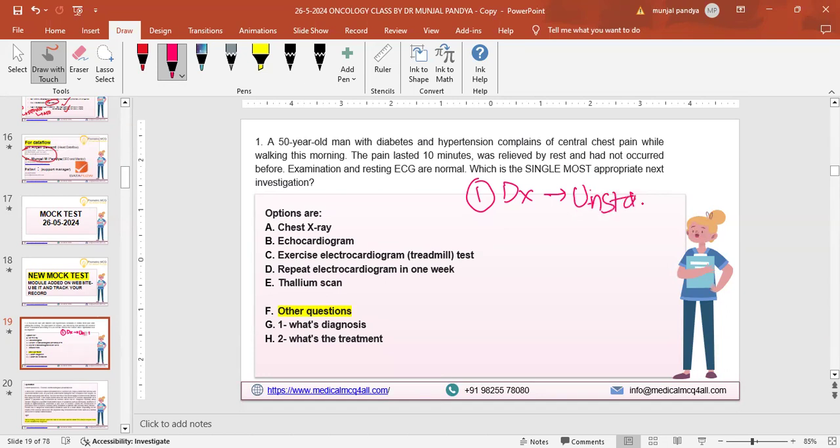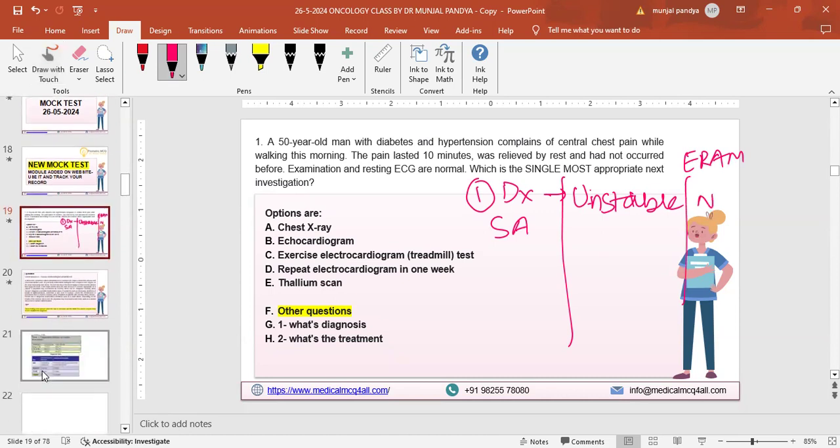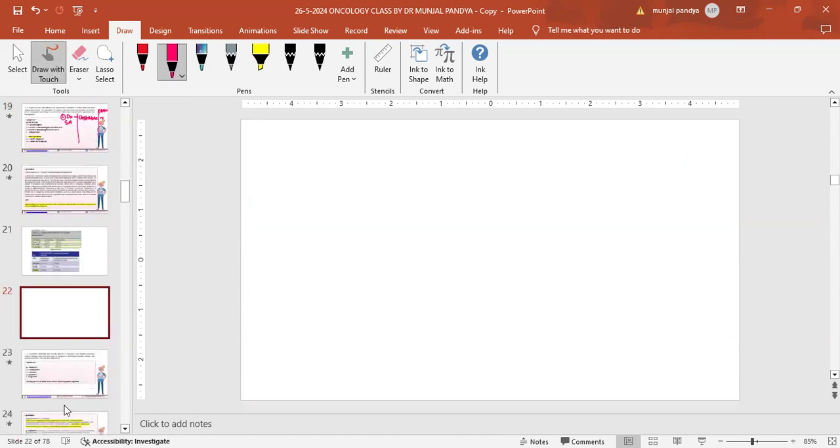Unstable angina, doctor. Okay, this question is Dr. Iram's. Yes, Dr. Iram, now tell me the differences between stable angina, unstable angina, non-STEMI, and STEMI. What is the difference between all four? Let's come to a new page: stable angina, unstable angina, non-STEMI, and STEMI. How do you differentiate them?